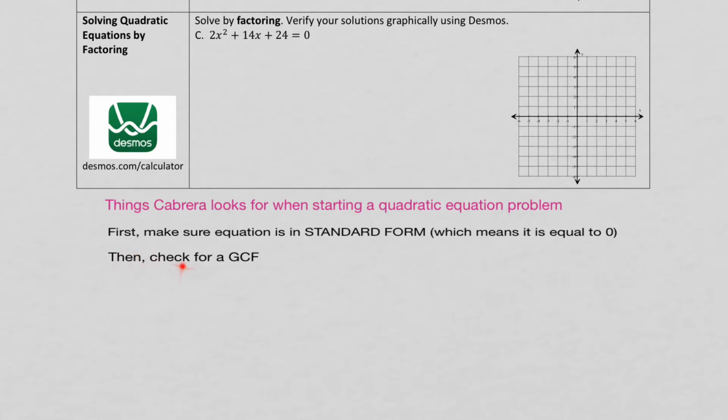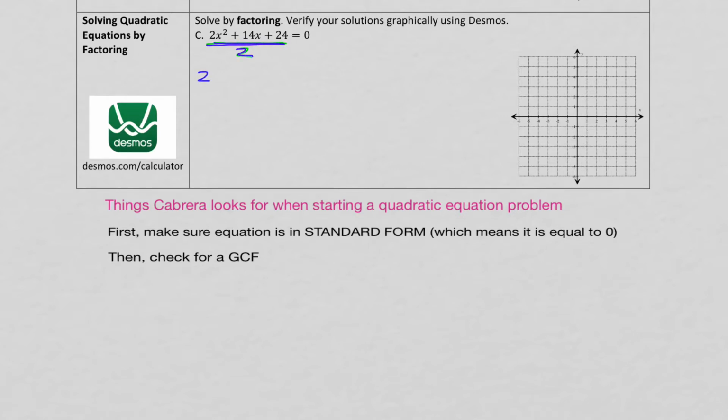Next, I always want to check for a GCF. What that means is I want to check if there's any common factors between the terms, because if I can do that in the very beginning, it makes my question smaller, which makes it easier to work with going forward. In this example, if I look at 2, 14, and 24, they all share a 2 in common. So I can divide the 2 out. That's kind of hard to see, guys. Let me use blue here. So I can divide by 2.